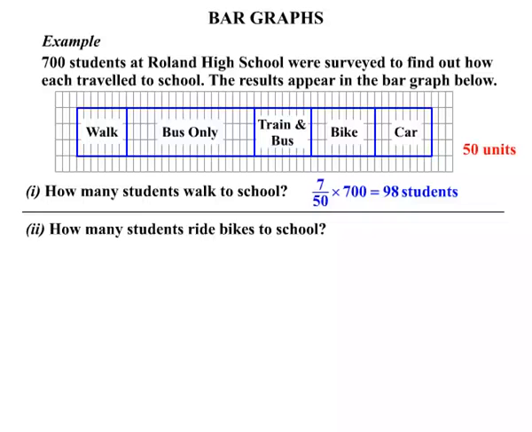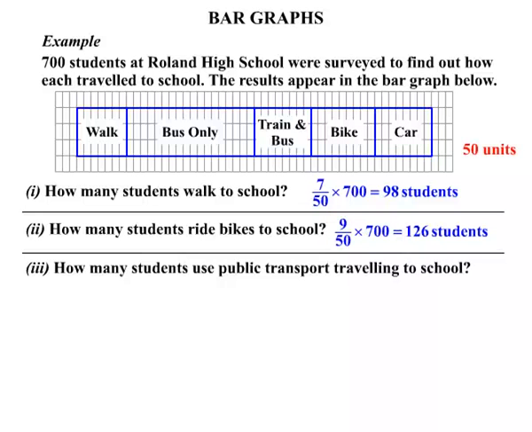How many students ride bikes to school? So again, we look on our bar graph. This time there's our bike section. And measure across, we find there are 9 units. 9 units out of a possible 50 units. So that's the fraction. 9/50ths ride their bikes. But how many people? Well, it's of 700 students. So we multiply the fraction by the 700 and we get 126. So 126 students ride bikes to school.